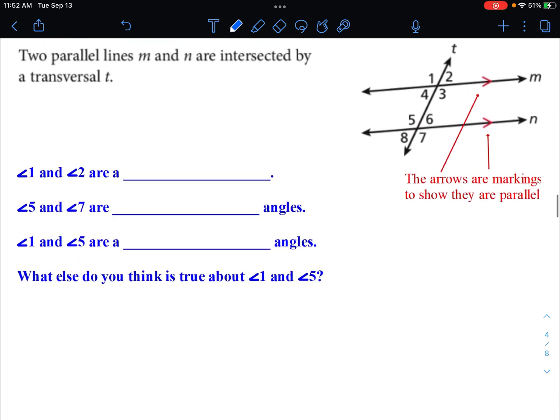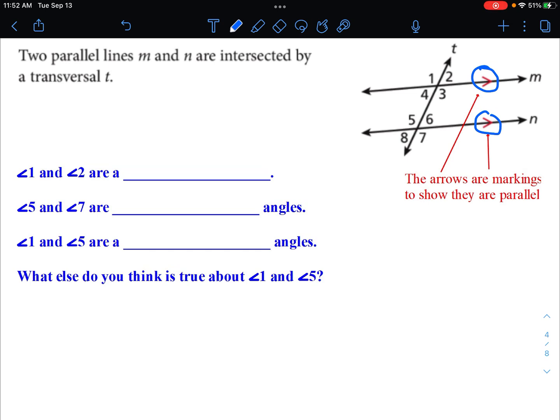A couple more things to add, and then we're going to talk about their relationship. So if you look at this picture, you've got 2 parallel lines, and they're intersected by transversal T. Now, I want to point out one important detail, and that is to look for these arrows, because those are kind of like markings, like we've talked about tick marks before. We've talked about arc marks before.